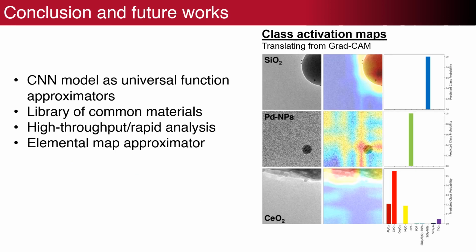So with that, we have built a model that is able to help us achieve 83% accuracy in classifying common materials. Now we are also in the process of building a class activation map, which helps us to know how the model knows the location of different elements. Hopefully using that, we can build the elemental map in the future.